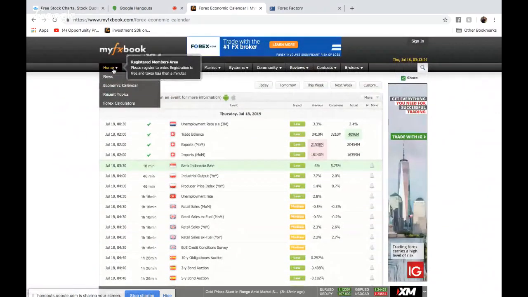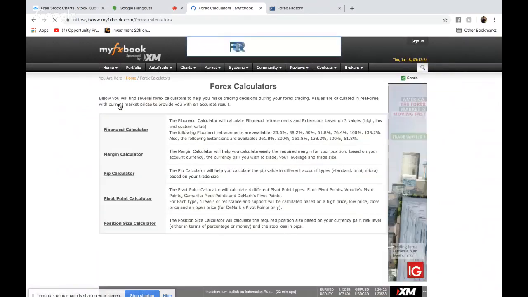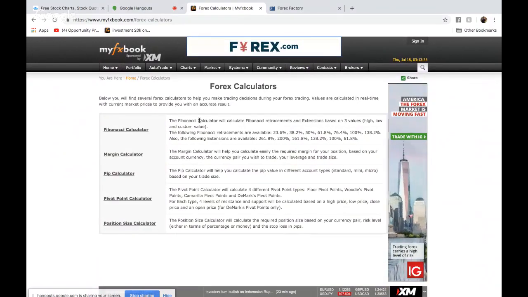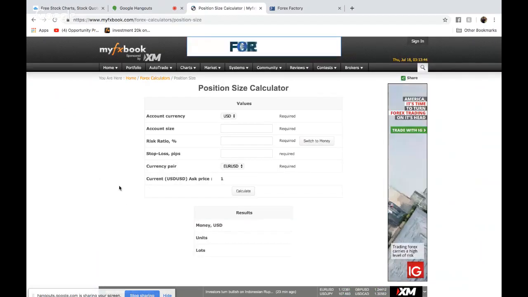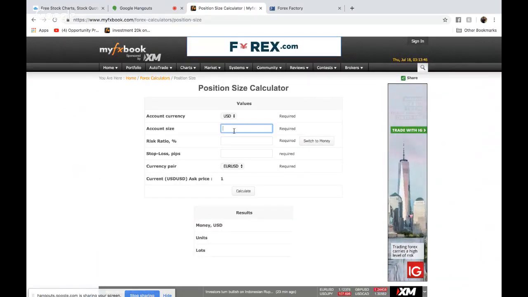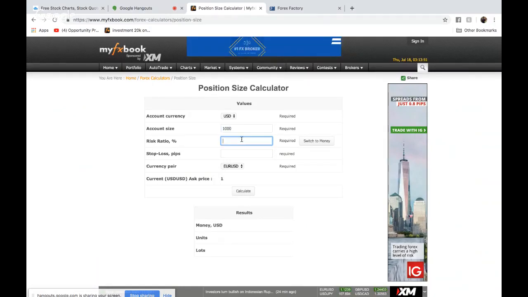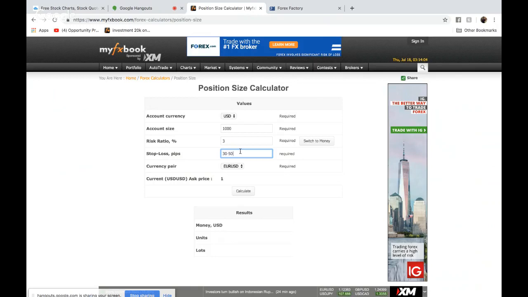Remember, with your MyFXBook, if you go here where it says Home, Forex Calculator, and select the position size calculator, what this helps you do is understand what lot size you should be using when you're trading. So let's say, for example, you have a $1,000 account. I like to risk between 3 to 5% each trade. In this case, if we're risking 3%, based off of the stop losses that we use, usually stop losses are between 30 to 50 pips.